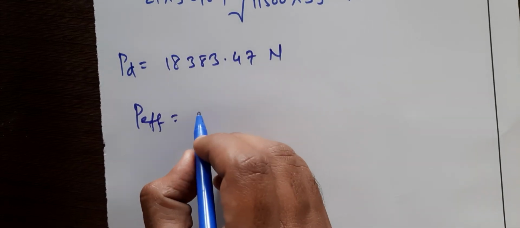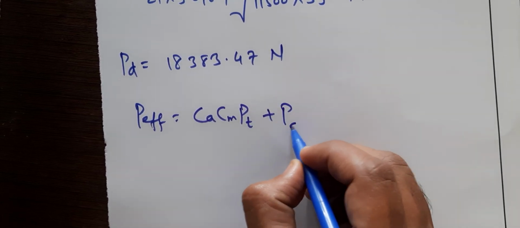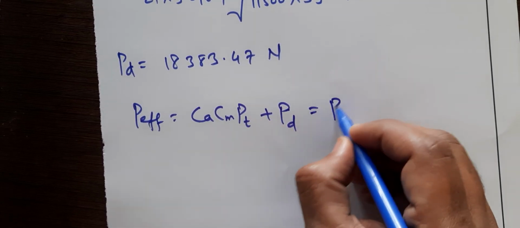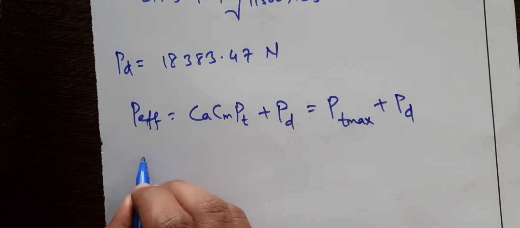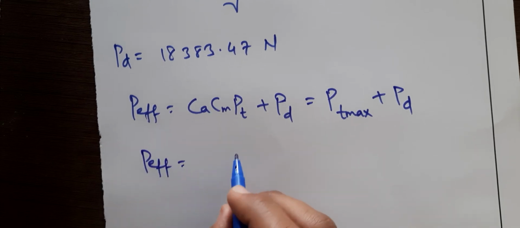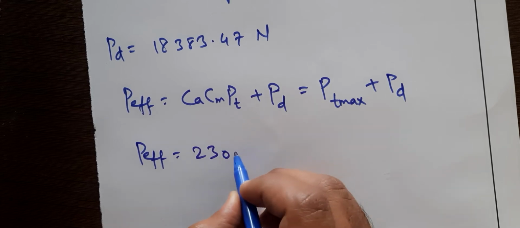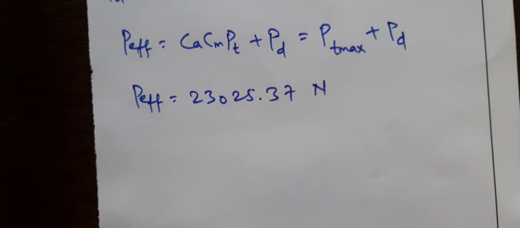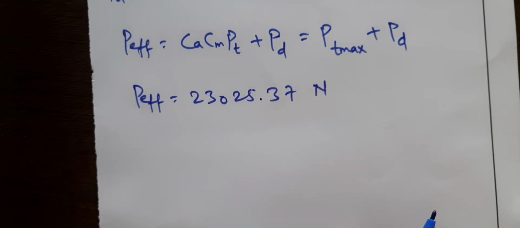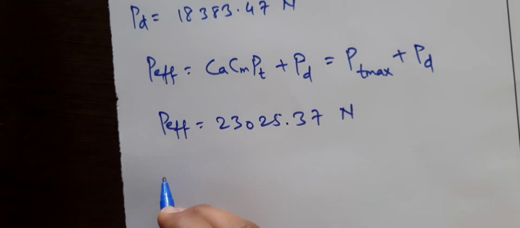Then you have to calculate P effective. P effective is equal to CA CM PT plus PD. Here CA CM PT is nothing but PT max, so P effective is PT max plus PD, which is 23025.37 Newton. After getting P effective, you have to check whether your design is safe or unsafe. So your next step, step 8, will be the safety condition.